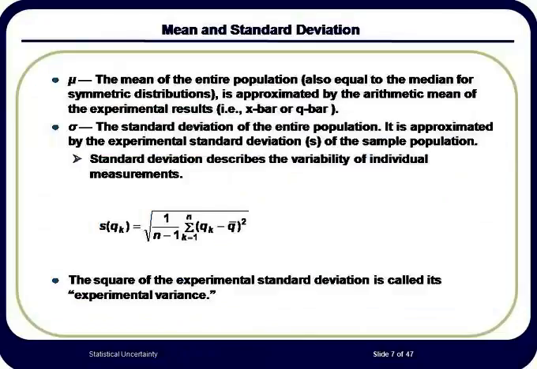The mean of a series of measurements is simply the sum of all the individual values divided by the total number of measurements made. Traditionally, this parameter has been represented by an x with a bar over it, or x bar. In more statistical parlance, it is referred to as q bar. The equation to determine the experimental standard deviation is shown on the slide.